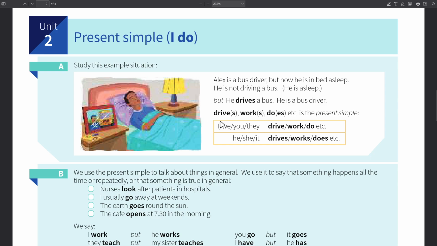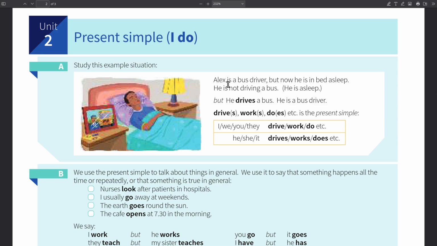Okay. In this part, drives, works, does, right, and etc. is the present simple, right? An example of this could be I drive, or we drive, or you drive, or they drive, or maybe I work, we work, you work, they work, and etc. Okay. So let's try to understand this part.